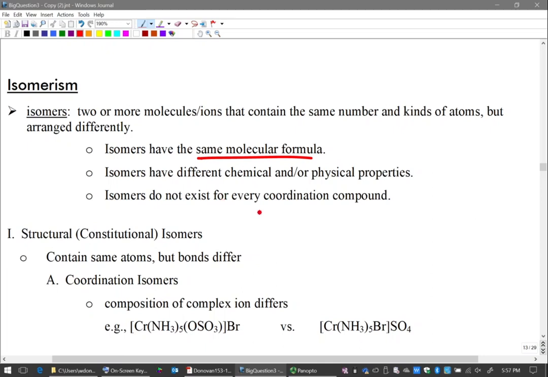Isomers don't exist for every possible situation. Not every coordination compound has isomers that could. As we'll see, there might be a situation where you have a structure. You say, oh, if we did this, we could have an isomer. But experimentally, it doesn't occur.